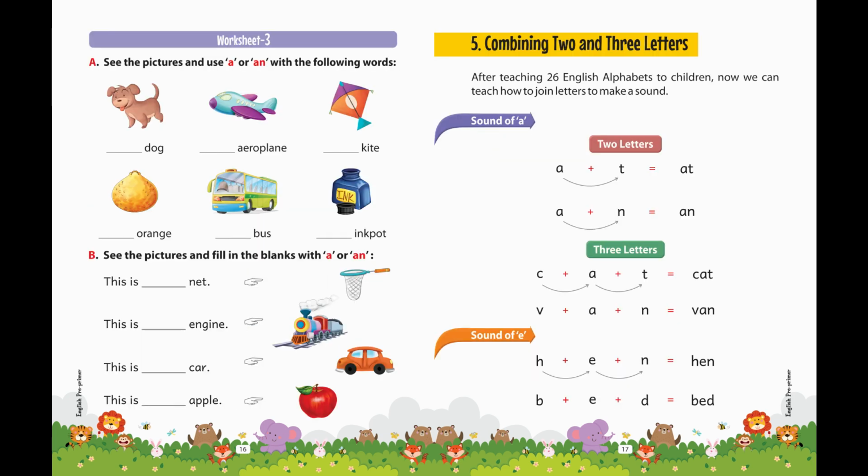Worksheet and blending sounds. Let's practice using a and an with pictures. For example, a dog, an aeroplane, a kite, an orange. Can you say them aloud and complete the sentences?